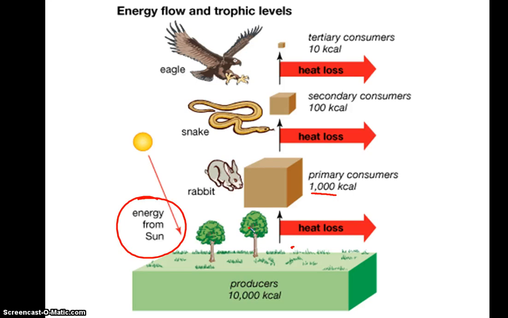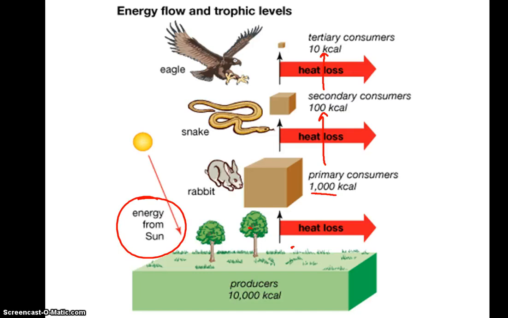And the snake that eats the rabbit, they lose another 90%. So what's passed on here is only 100 kilocalories. And finally, when we get to the top trophic level here, the eagle, only 10% is passed on. So by the time we get up to the eagle, we've got only 10 kilocalories left.